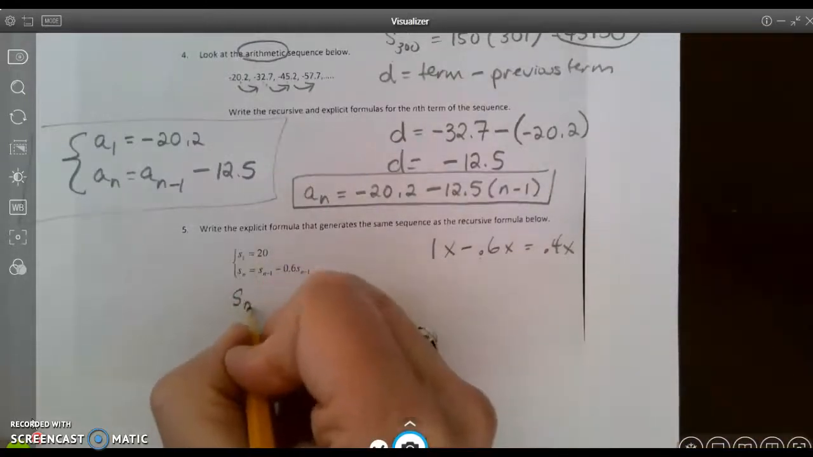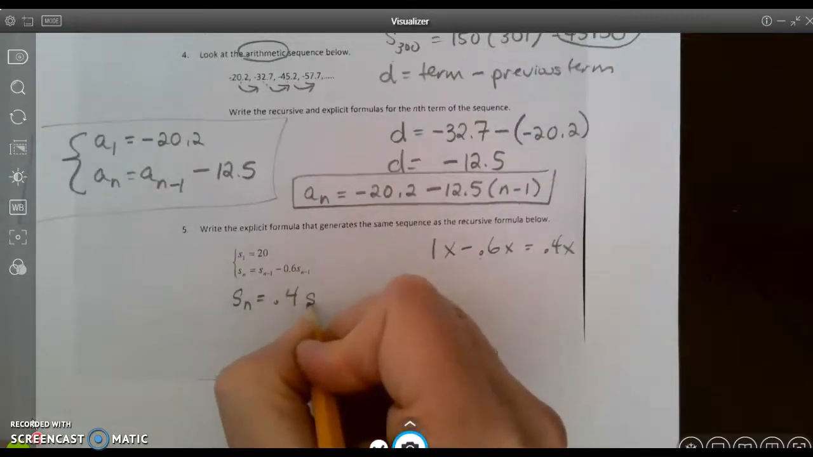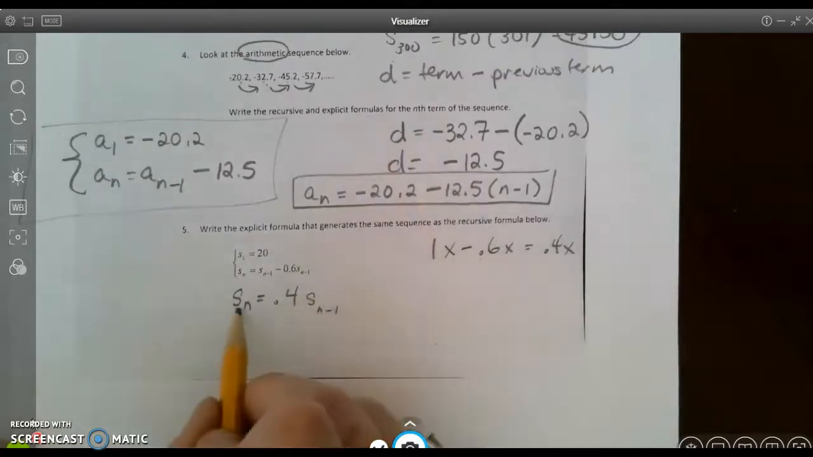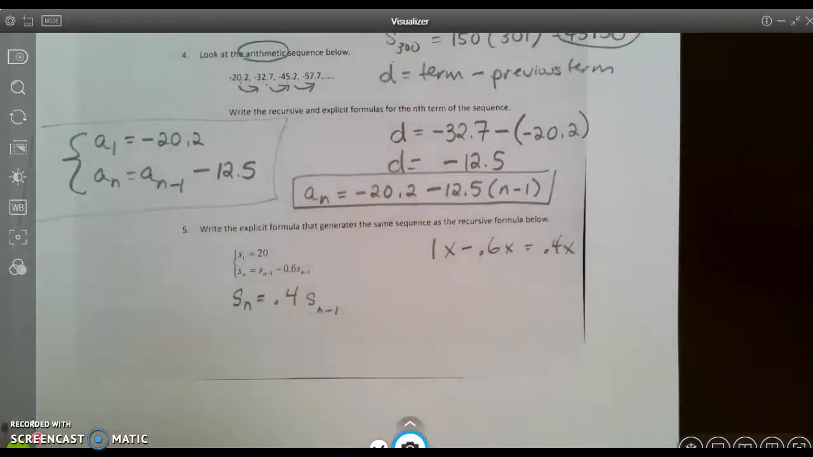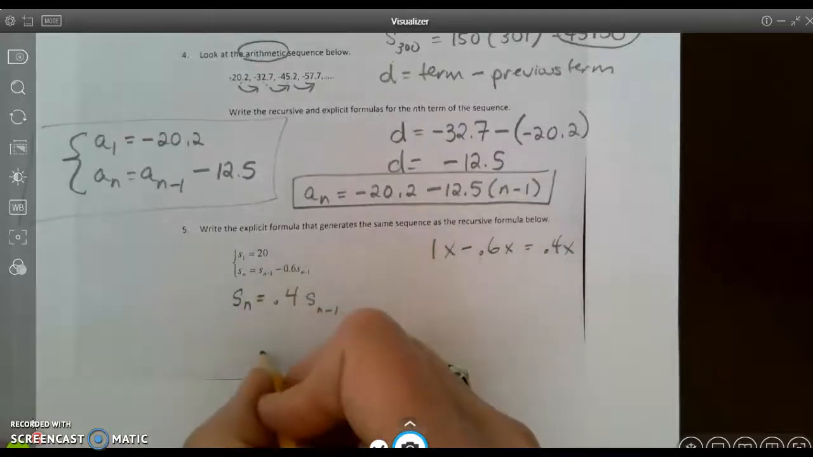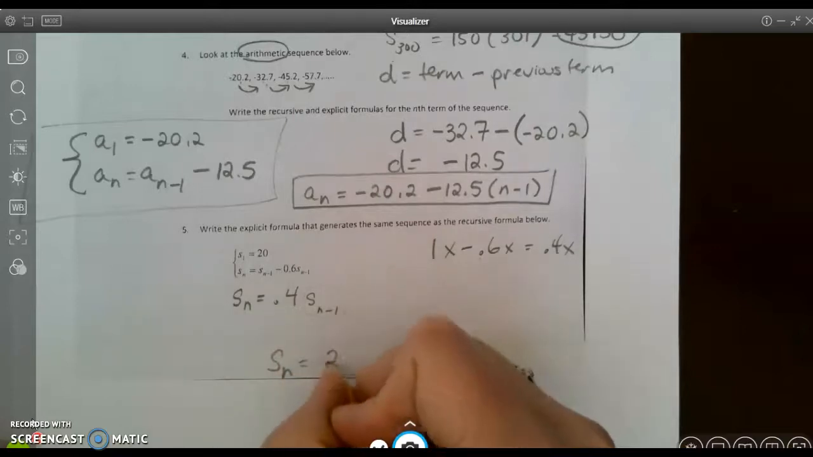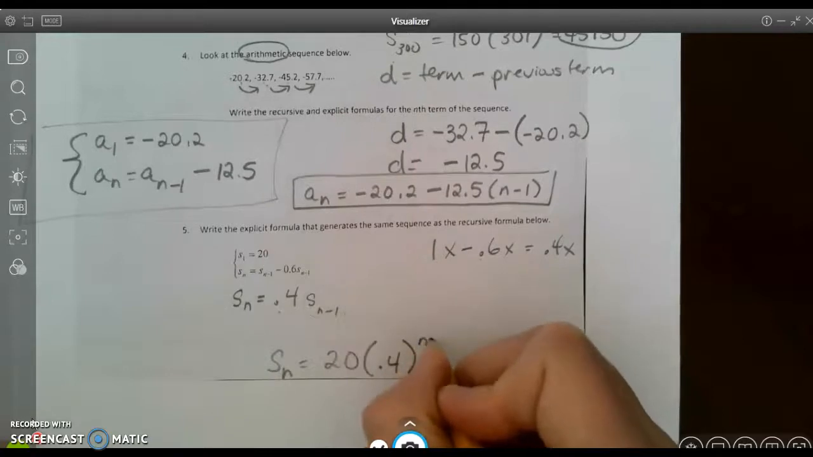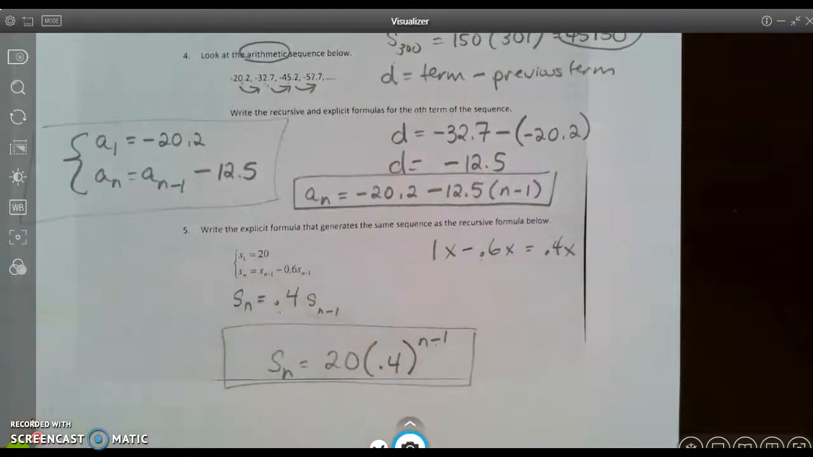So S sub n is going to equal 0.4 times S sub n minus 1, which means you find the term by multiplying the previous term by 0.4. So my explicit formula, this is geometric, is the first term 20. The constant ratio is 0.4 to the n minus 1, since this is the first term. And that's my explicit formula.